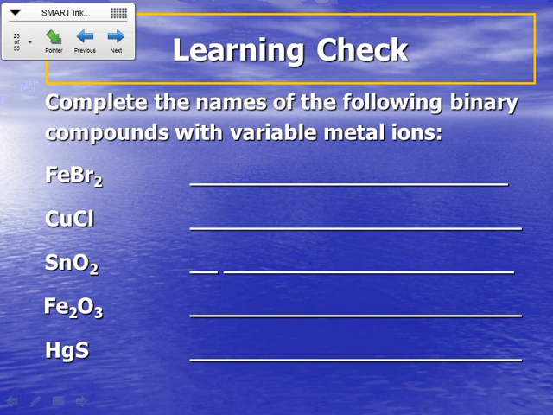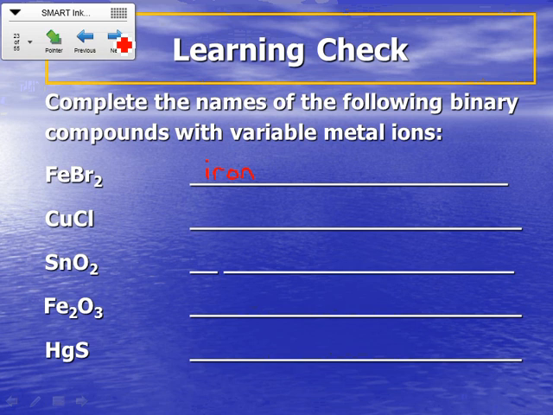All right. So complete the names of the following binary compounds with variable metal ions. That's just another way of saying transition metals. Okay, so FeBr2. What is Fe? Fe is iron, so we're going to put iron for sure. But then iron's in the middle, so we have to put a Roman numeral with it. What Roman numeral do I put here? 2. Okay, because it's going to have a 2 plus charge.